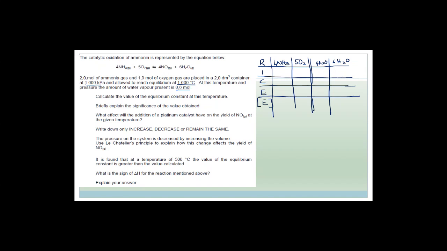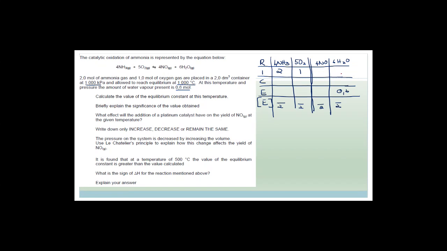Okay, so what do they tell us? They tell us that 2 moles of ammonia gas and 1 mole of oxygen gas are placed in a 2 decimeter cube container. So we divide by 2 to get the concentrations. And allowed to reach equilibrium at 1,000. At this temperature and pressure, the amount of water vapor present is 0.6. So that's the information we get given.